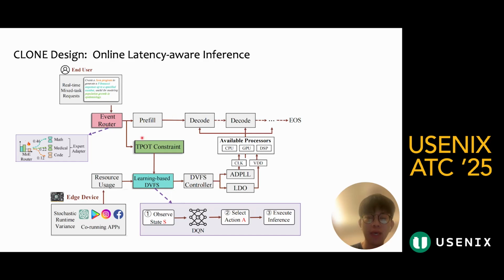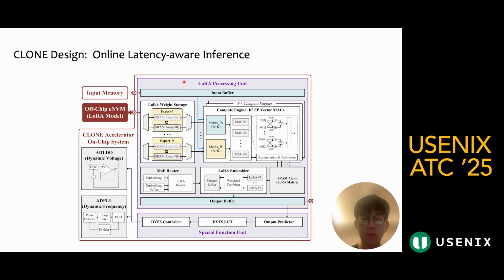Meanwhile, for the real-time system, the controlling applications may also lead to runtime variance, so we need a token-level learning-based DVFS using reinforcement learning. For the DVFS controller, unlike the traditional method that regards the whole model as a black box, Clone adjusts this DVFS at each token level and uses the per-token latency, that's the TPOT constraint, to guide this whole process.